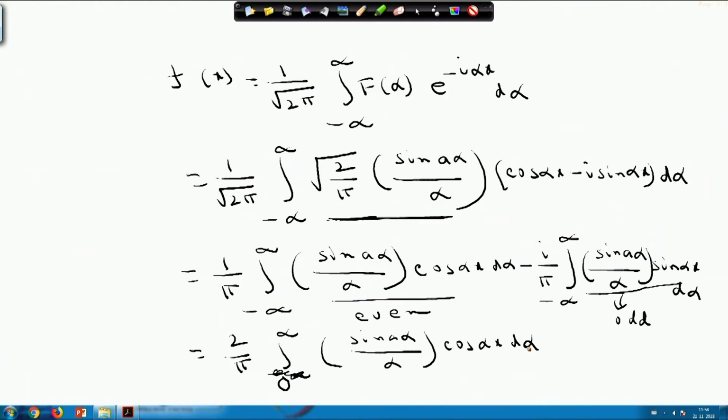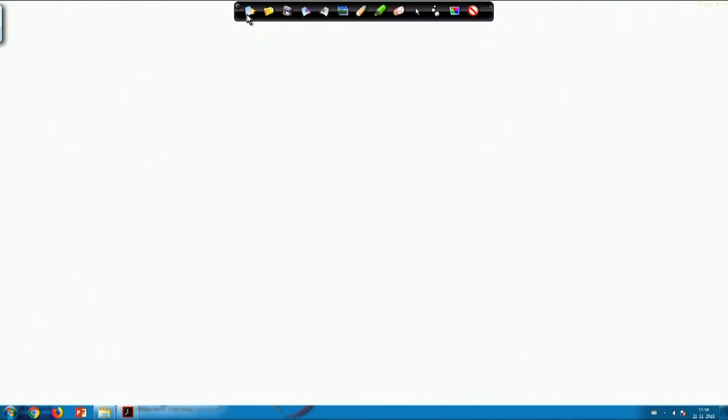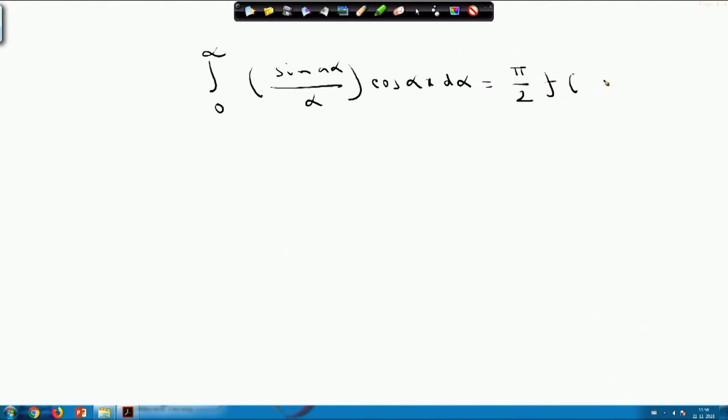So, therefore, this value of the integral, now you can write down 0 to infinity sin of A alpha by alpha into cos of alpha x into d alpha. This will be equal to pi by 2 into f x. The function is this from here.